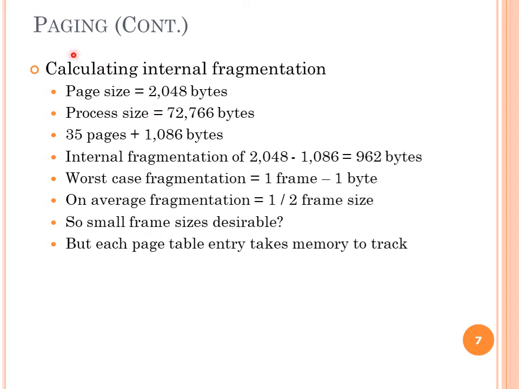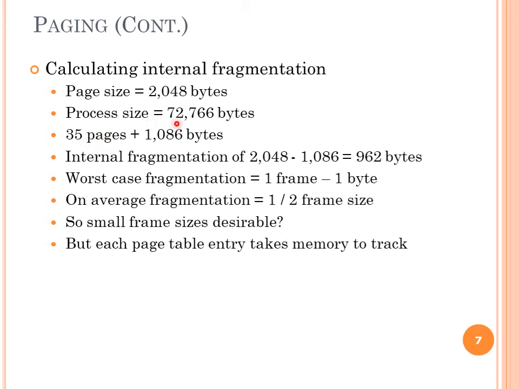As we discussed in the beginning, paging has one problem, that is internal fragmentation, but external fragmentation is completely taken care of by the paging technique. Now we'll see an example. We have one process of size 72,766 bytes and the page size is 2048 bytes. When we want to allocate the frames for this, we have to find the number of pages, and here we find the number of pages required is 35.